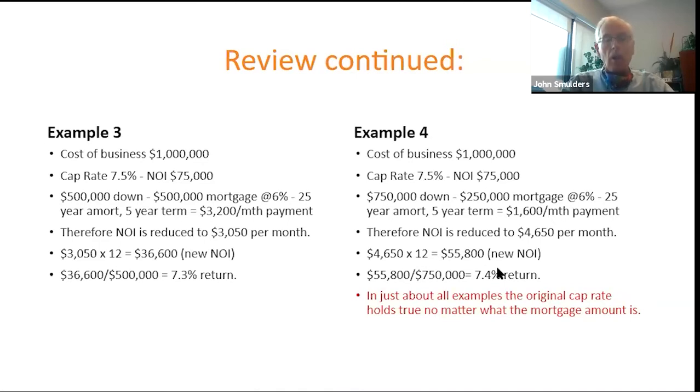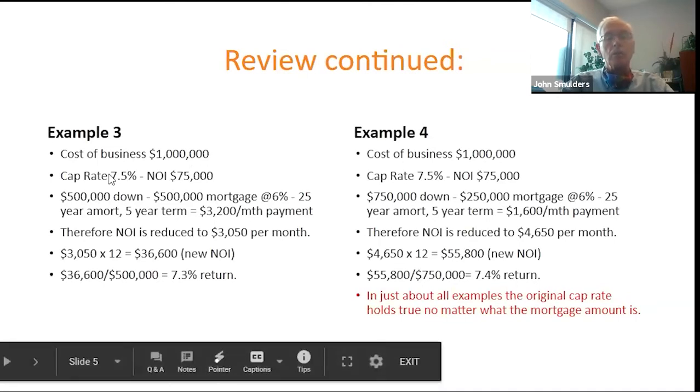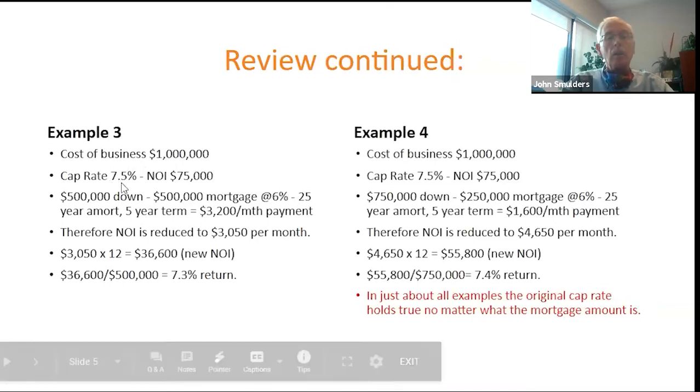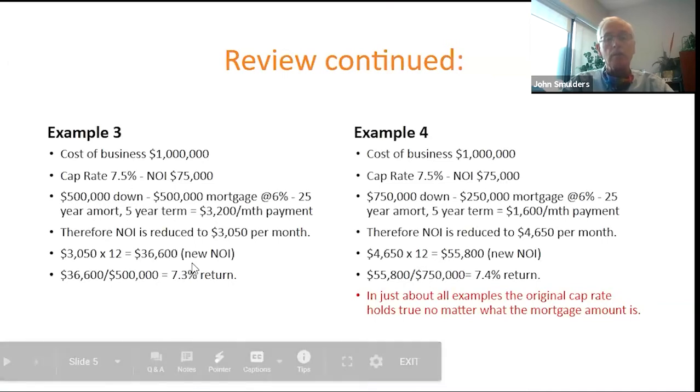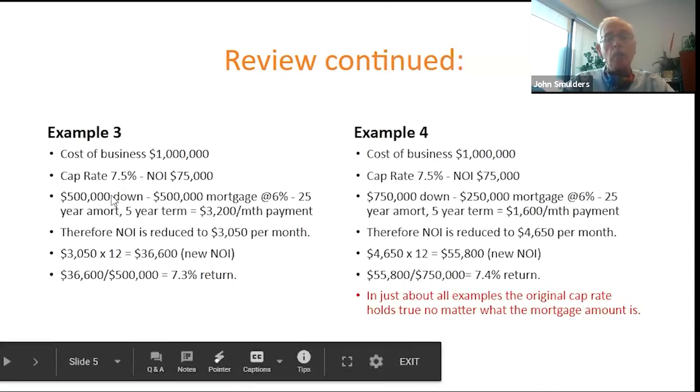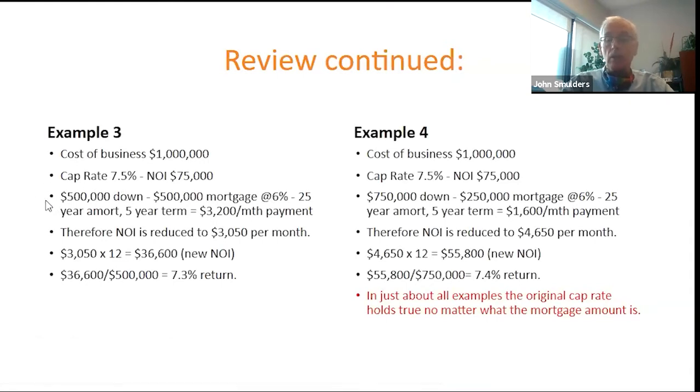Geez, if I put down all my cash of $1 million, I'm going to get a 7.5% return. Okay. Instead of doing that, though, I'm only going to put down 500,000. I'm going to be really happy with my 7.3% return. That's really close to the 7.5, let's face it. And what else can I do with my other $500,000? And this is what investors look at.